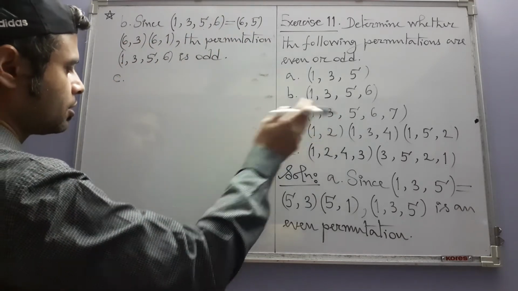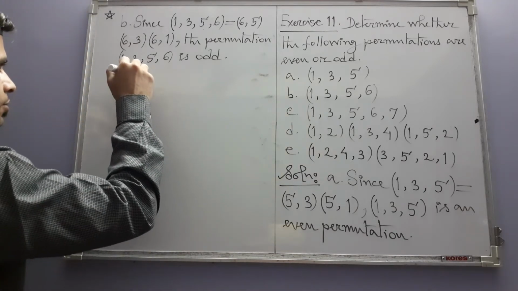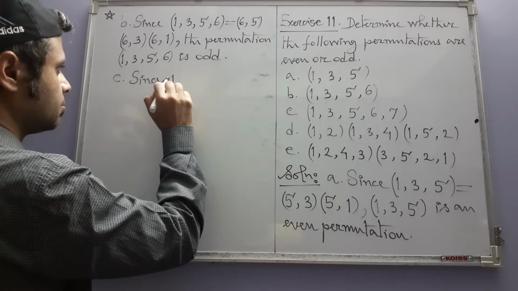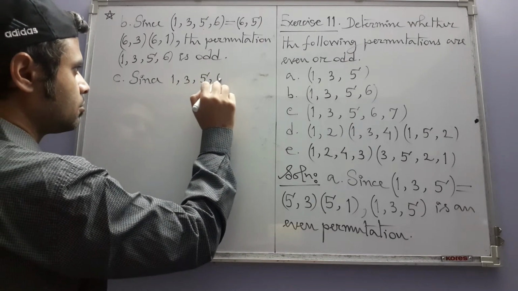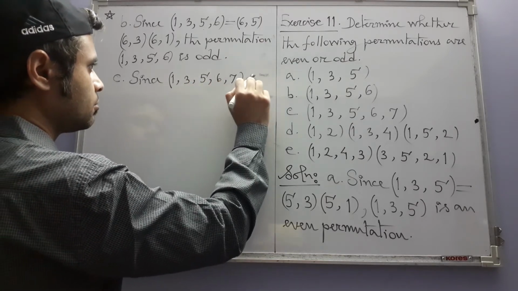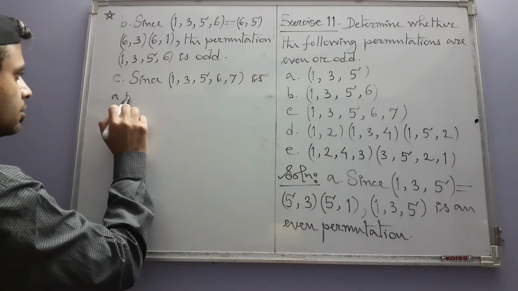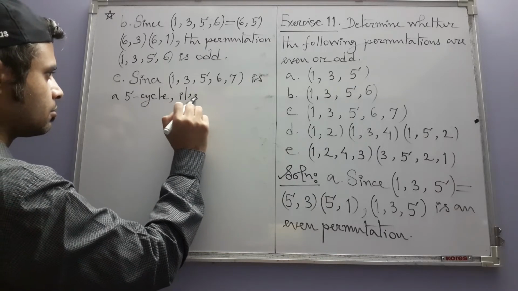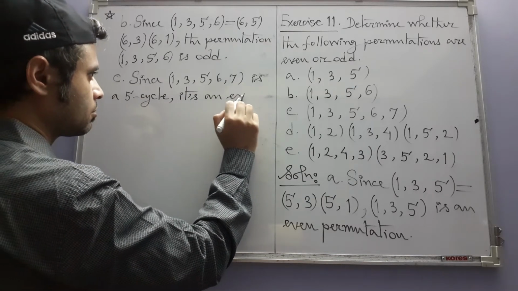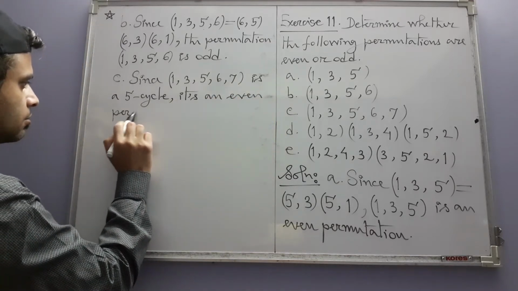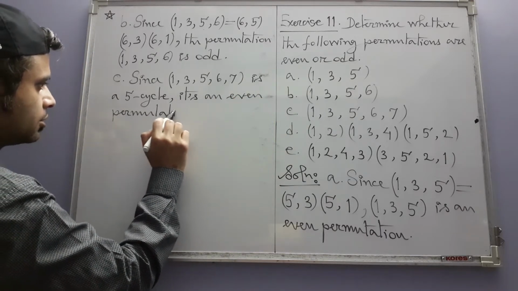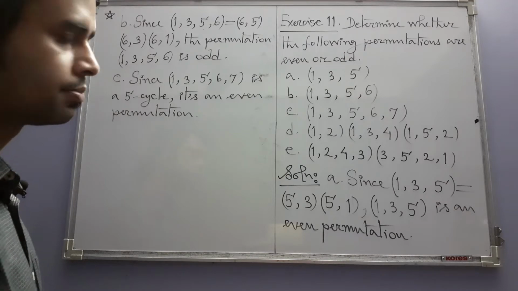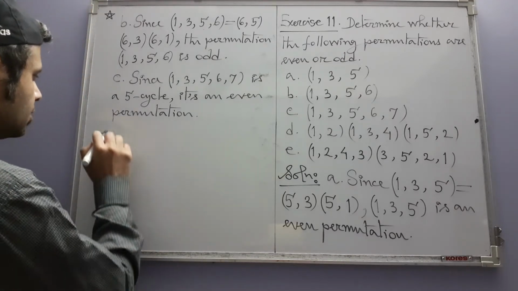So now for part C, we can just simply write, since 1, 3, 5, 6, 7 is a 5 cycle, it's an even permutation, because it can be written as a product of 4 2 cycles, and that number 4 is even.